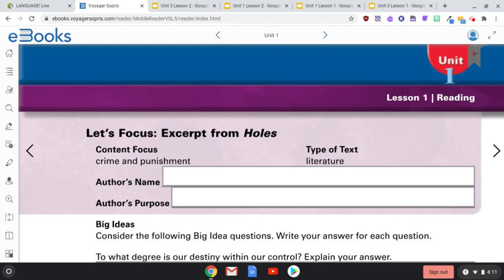There are different types of text or reading selections. The text we will read today belongs to a category called literature. Say literature. Literature consists of stories, poems, dramas, and creatively written prose.